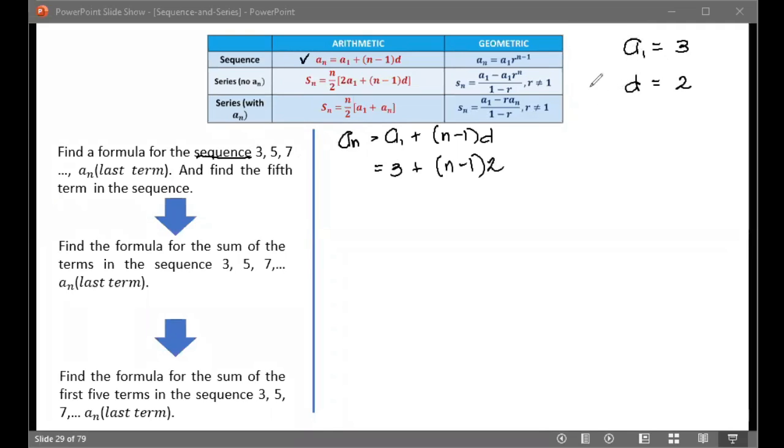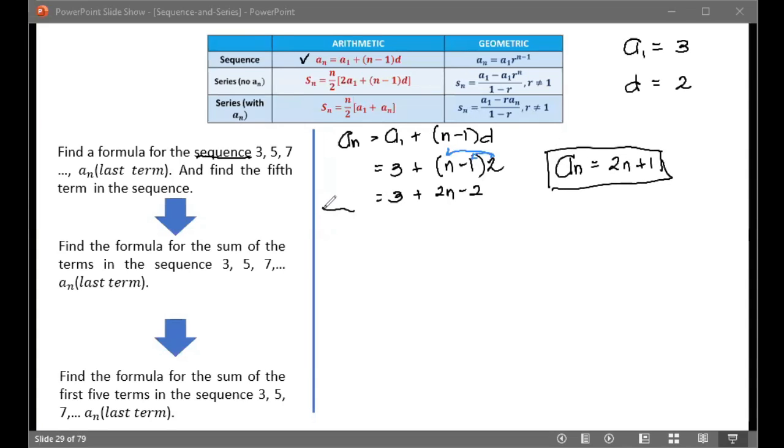Ma'am, bakit po hindi pa tayo nag-substitute kay n? Remember, we are just looking for the formula here. That's why we do not have to substitute for the value of n yet. We distribute 2 to every term. So we'll have 3 plus 2n minus 2. And the formula for our sequence is a sub n is equal to, combine like terms: same sign, keep and add; different sign, subtract, get the sign of the bigger number, then you'll be exact. And this is what you will get for a sub n.